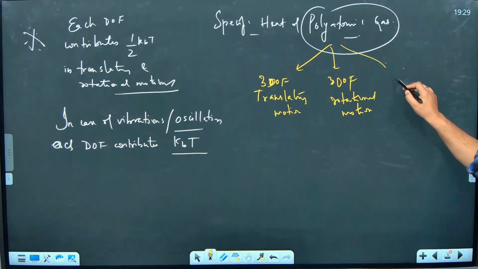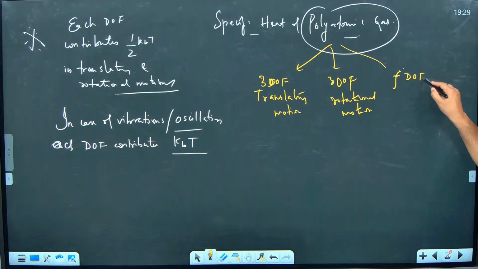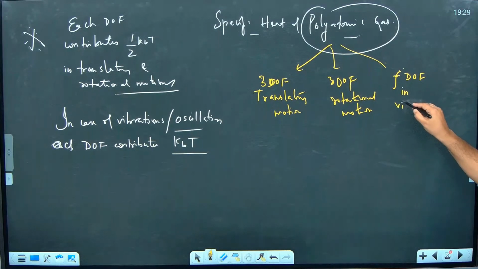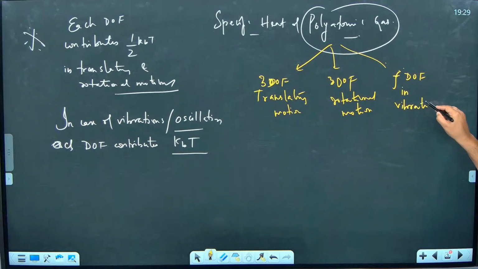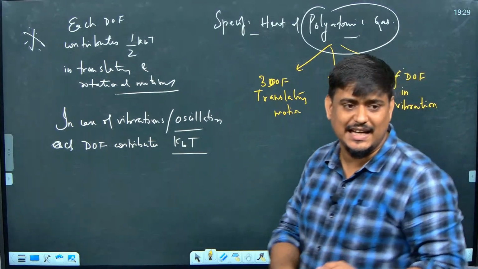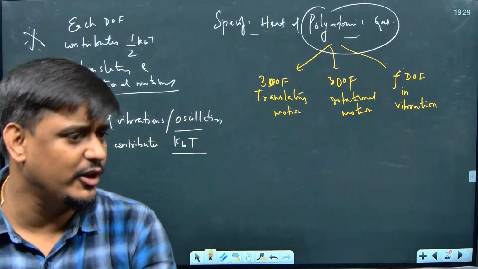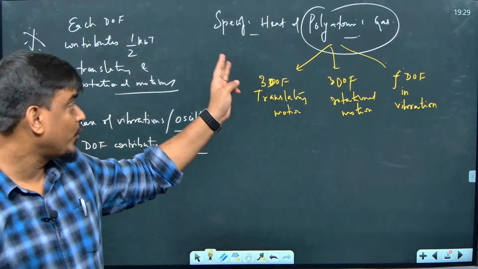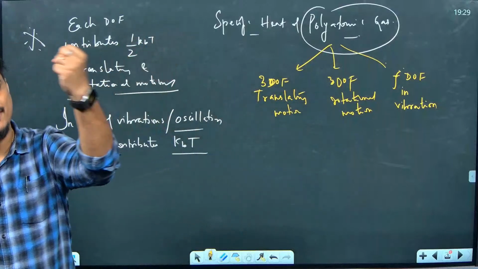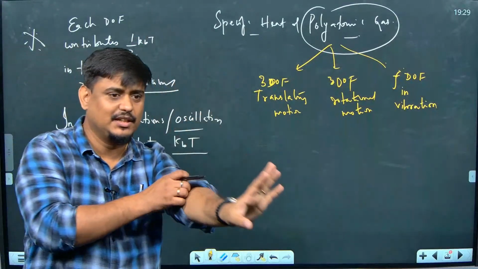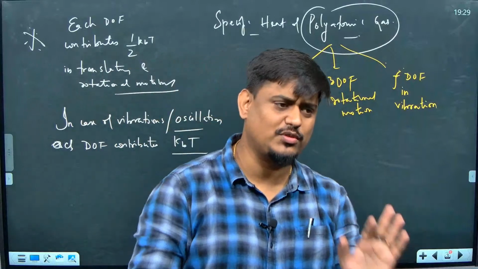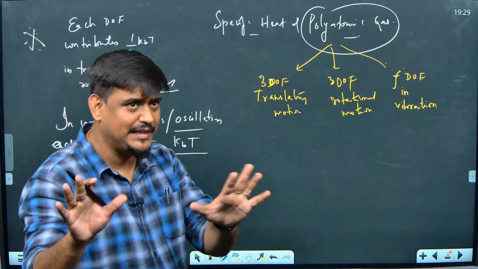So I am writing F, or you can write even n if you want, F degrees of freedom in vibration or quick oscillation. So for polyatomic gas, I am assuming 3 degrees of freedom in translatory motion, 3 degrees of freedom in rotational motion, and F, or you can take n, x, whatever, degrees of freedom in vibrational motion. Now I will give time for writing, 2 minutes, please pay attention.